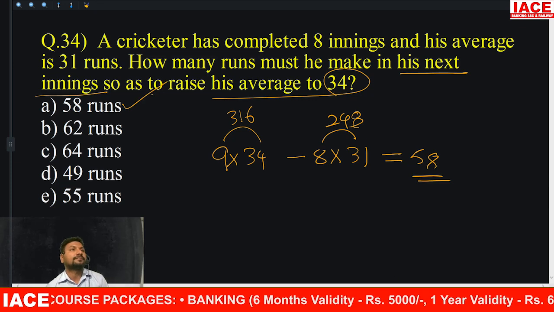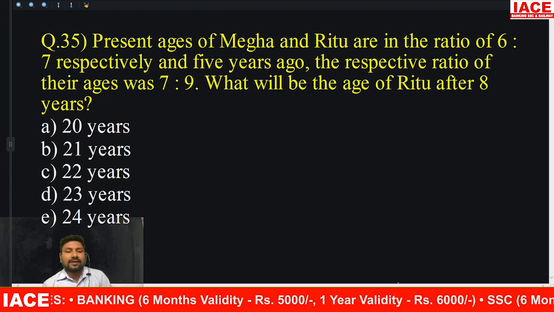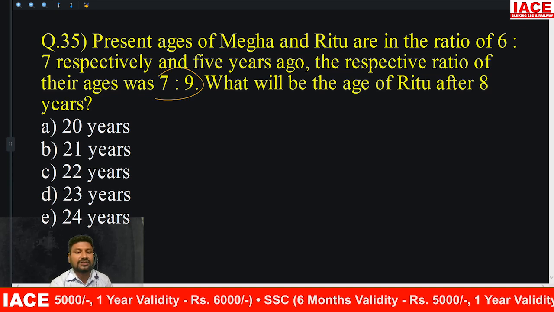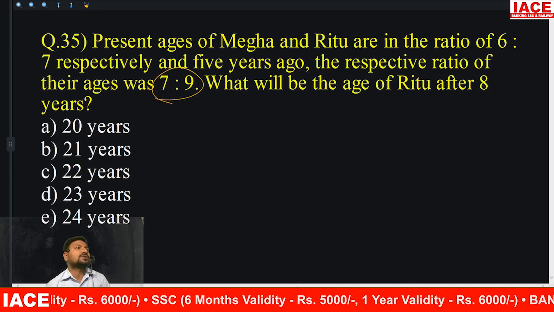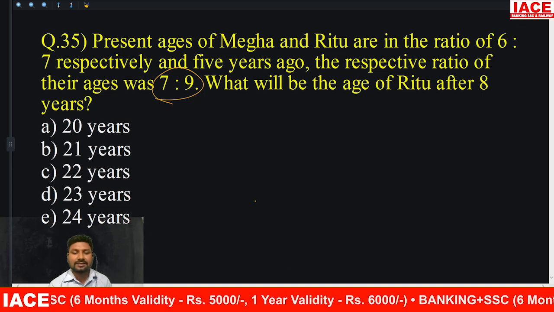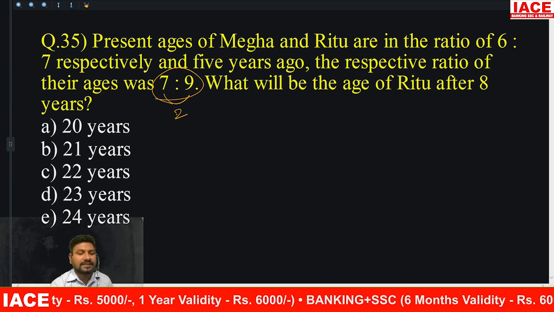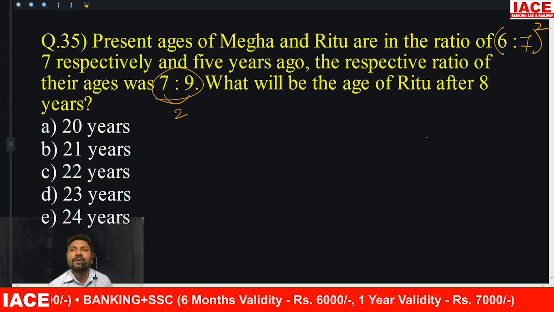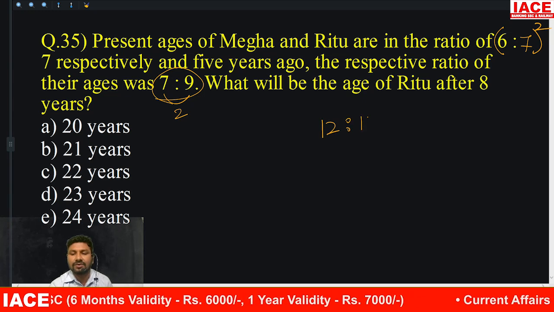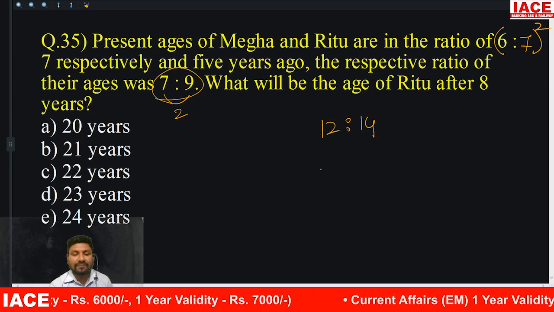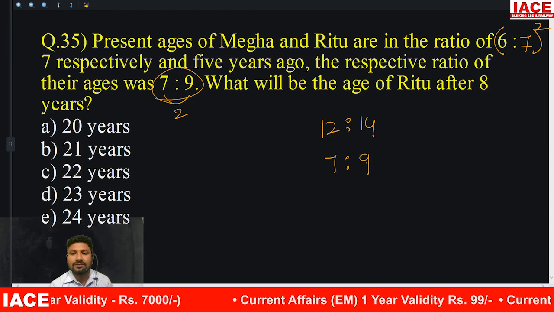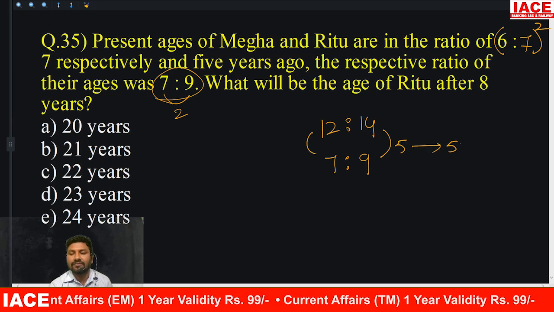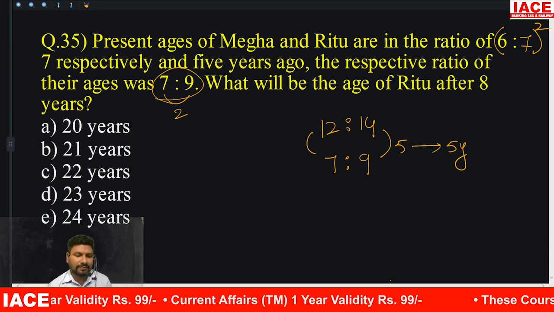The present ages of Megha and Ritu are in the ratio 6:5, and 5 years ago the respective ratio of their ages was 7:9. 5 years ago means the ratio will decrease, not increase. Then what do we have to do? 7 to 9, how many parts gap? 2 parts gap, so 2 will be multiplied here. The first ratio 6:7 multiplied by 2 becomes 12:14. This is the present. Then 5 years back the ratio is 7:9. How many parts gap? 5 parts. 5 parts equal 5 years.